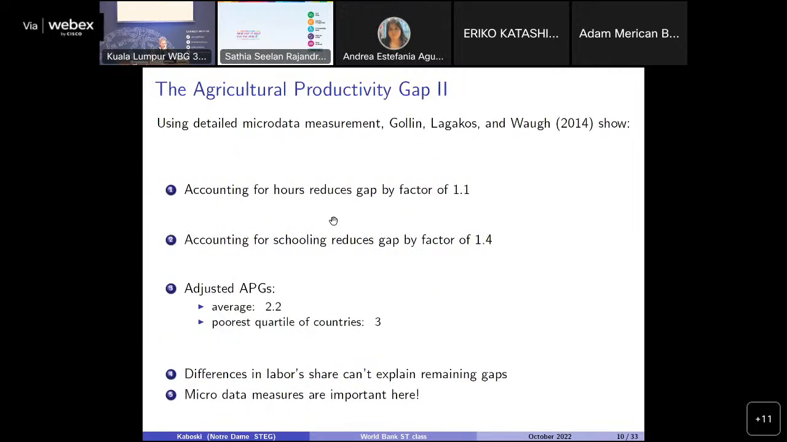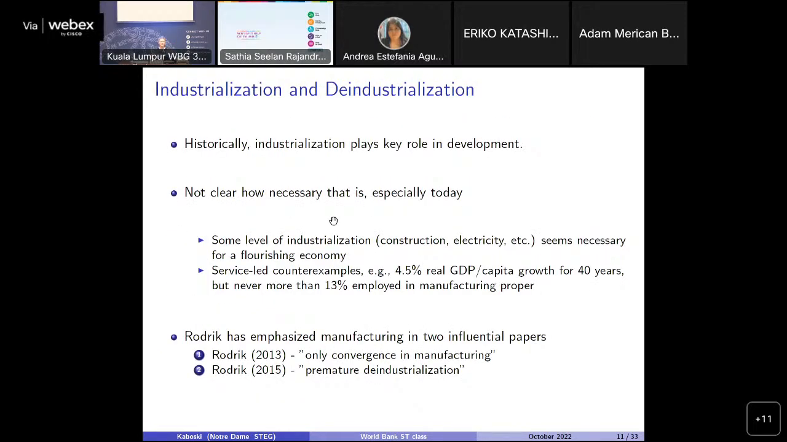Okay. Next, we're going to go on to the topic of industrialization and deindustrialization. Again, today is just a hodgepodge of different issues on these different stages of growth, potentially. Historically, obviously, industrialization plays a key role in development. I think understanding its process is probably the big question in macro development. But it's not clear how necessary it is. The wealthy countries all industrialized and then are deindustrializing, but it's not obvious that that's necessary, and it's also not obvious how important that is today.